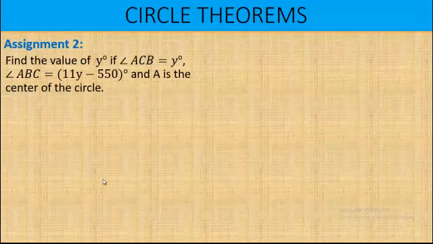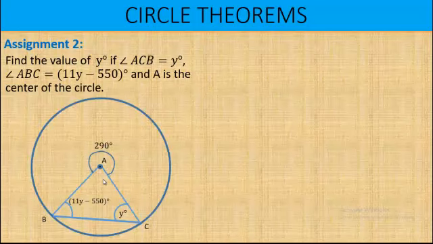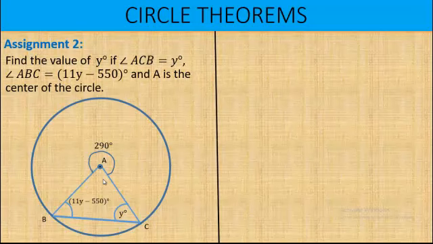Let us look at our second assignment. Find the value of y degrees if angle ACB is equal to y degrees. Angle ABC is equal to 11y minus 550 degrees. And A is the center of the circle.